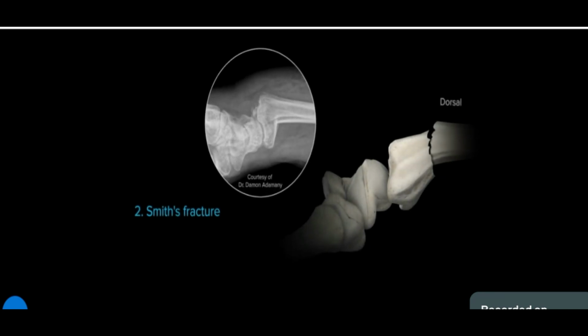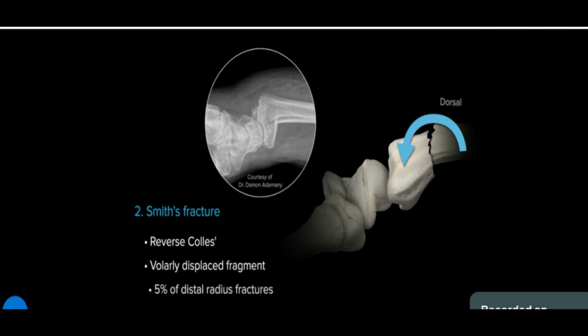A Smith's fracture, also referred to as a reverse Colles fracture, is the exact opposite of Colles fracture. When falling, the wrist is turned inward. Smith's fracture has a palmar tilt, or a volarly displaced fragment of the distal radius. It accounts for about 5% of distal radius fractures.